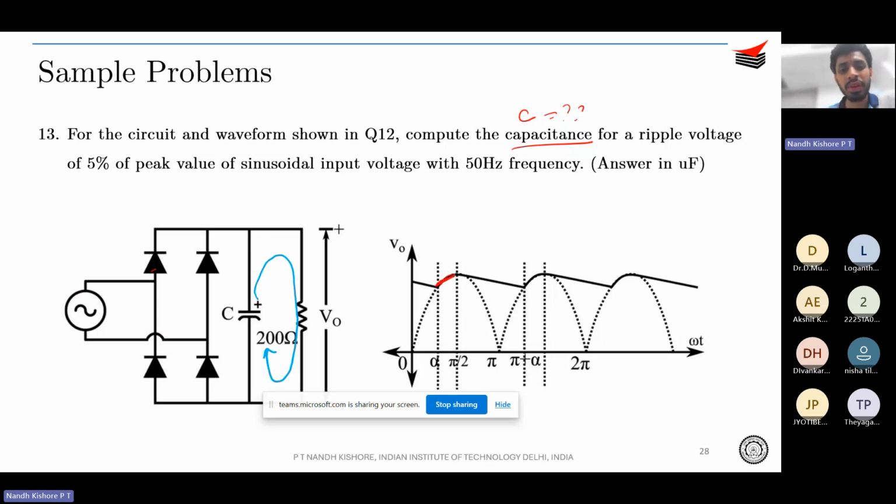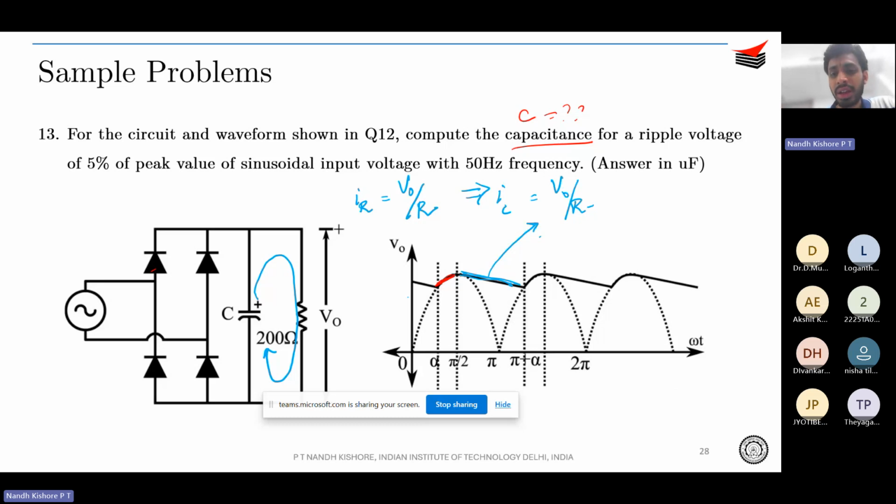So what is the current through the resistor? Not IR, but IR is equal to, correct, V naught by R. So you know that when the capacitor is discharging, the capacitor current IC is equal to what? V naught by R, correct? During this particular period, the capacitor current is V naught by R.